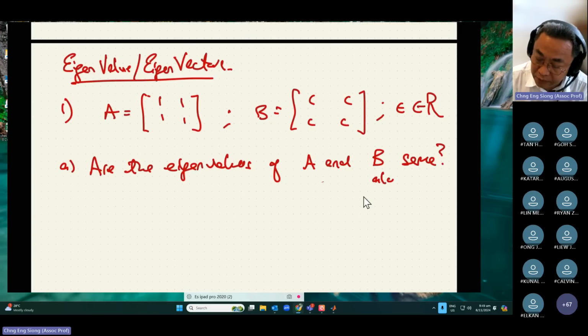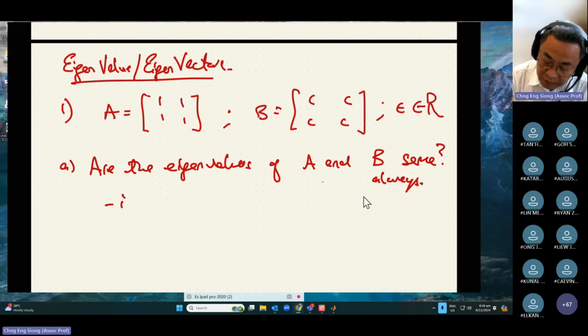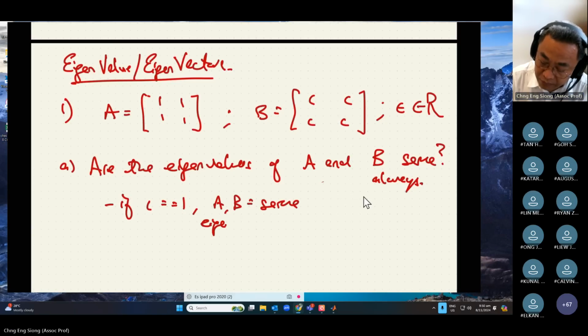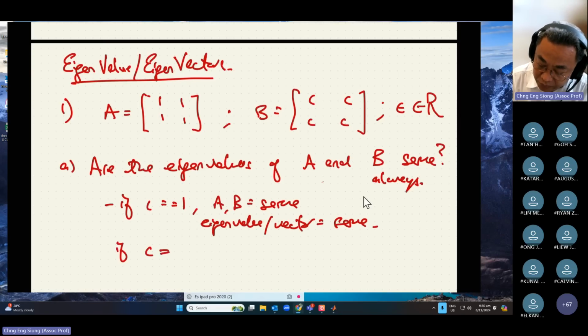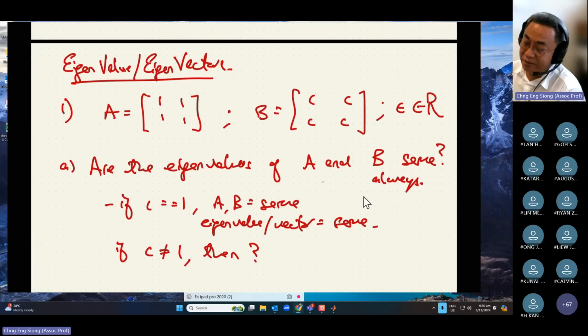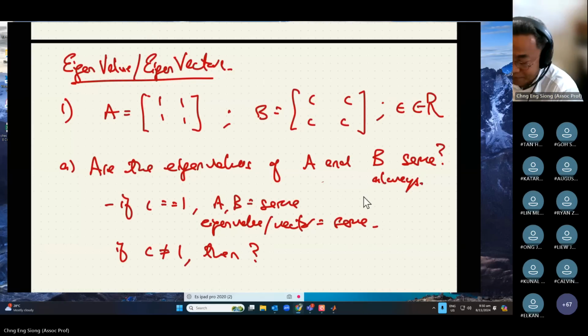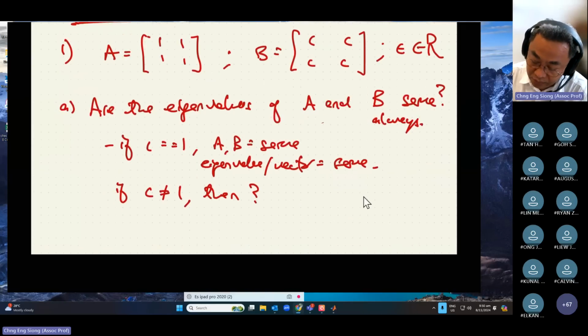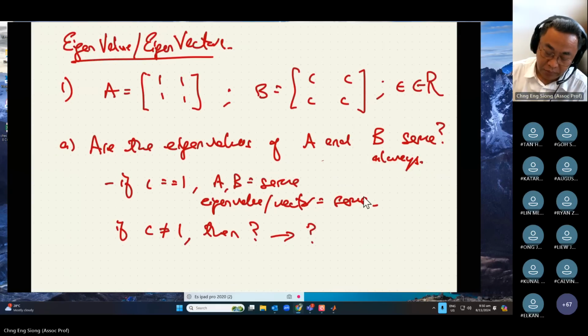So the answer is, if C equals 1, A and B are the same, then the eigenvalues and eigenvectors are the same. If C does not equal 1, then what, guys? Yeah, so this is non-trivial. You have to work it out. All right, let's try.